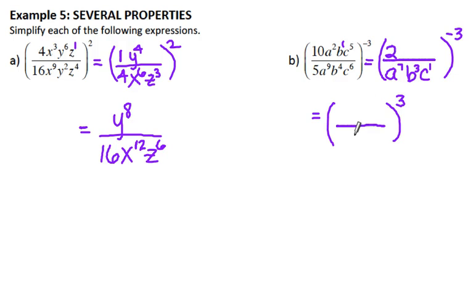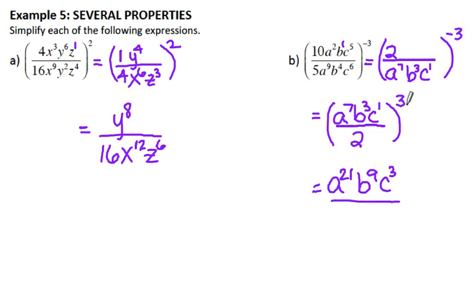So my 2 is now in the denominator, and my a to the 7th, b cubed, and c to the 1st are in my numerator. And then I can take each one of these terms and raise it to the 3rd power. So a to the 7th cubed is going to be a to the 21st, because I'm raising a power to a power. B cubed cubed is going to be b to the 9th. C to the 1st cubed is just going to be c cubed. And then 2 cubed is 2 times 2 times 2, which is 8.